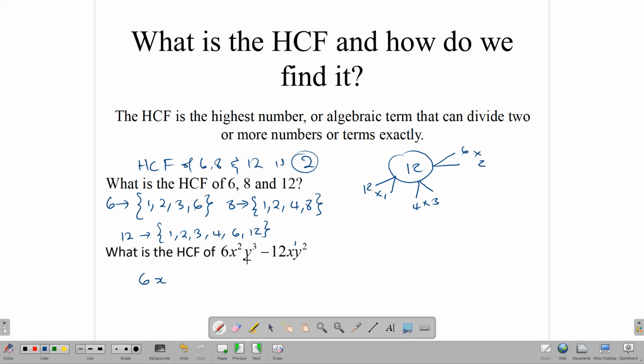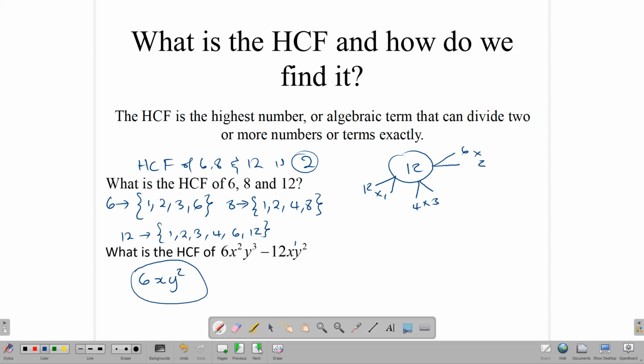And then the powers for the y are y to the third and y squared. And so we choose the lower one, which is y squared. And this would be the highest common factor for the terms 6x squared y cubed minus 12xy squared. So that's how we find the highest common factor.